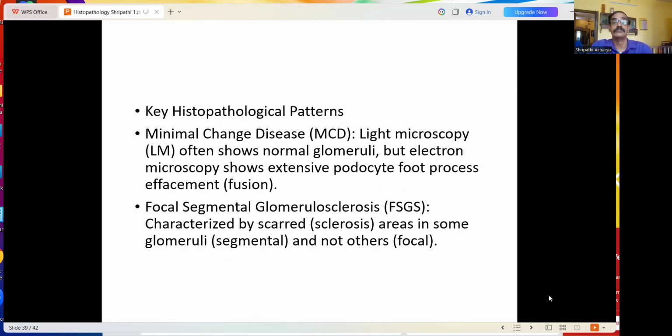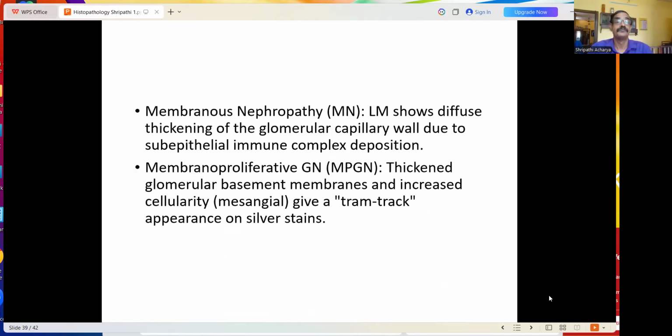Key histopathological patterns. Minimal change disease. Light microscopy often shows normal glomeruli, but electron microscopy shows extensive podocyte foot process effacement, that is fusion. Focal segmental glomerulosclerosis, characterized by scarred, that is sclerosis areas in some glomeruli, segmental, and not others. Membranous nephropathy. Light microscopy shows diffuse thickening of the glomerular capillary wall due to subepithelial immune complex deposition.